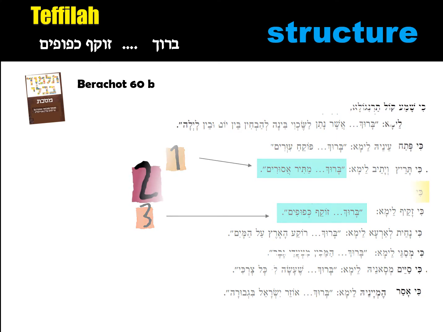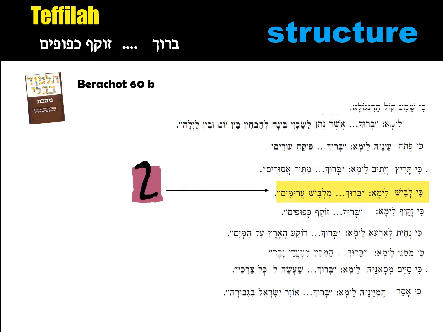Sandwiched between the Matir Asurim and the Zokef Kefoofim, we have the bracha of Malbish Arumim. So that in the Gemara's listing, we have Matir Asurim, Malbish Arumim, and Zokef Kefoofim.